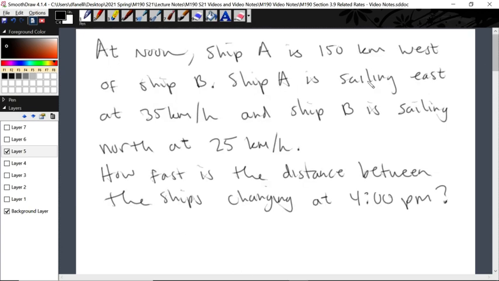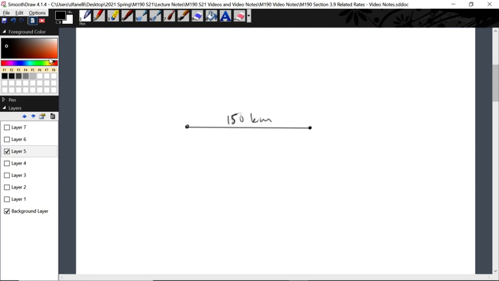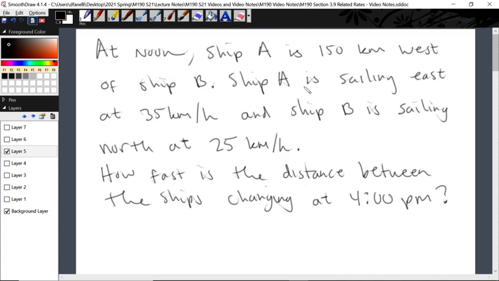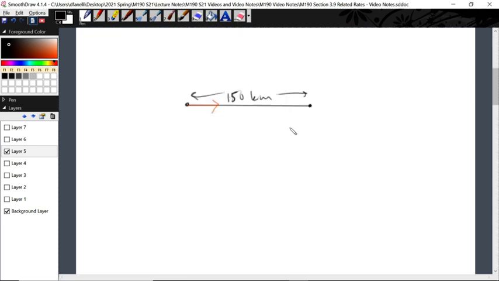And then what happens? Ship A starts sailing to the east at 35 kilometers per hour. So I'm going to use a different color here because it's overlapping this distance of 150. The 150 is this distance right here, but this red arrow, directed to the right, is indicating the direction of travel for ship A.